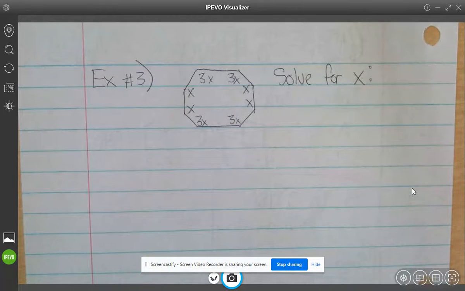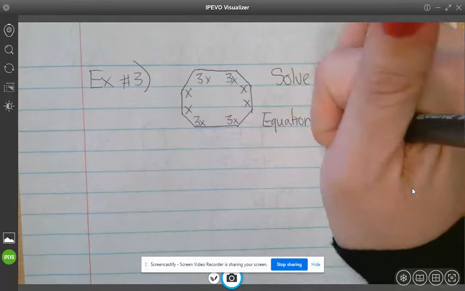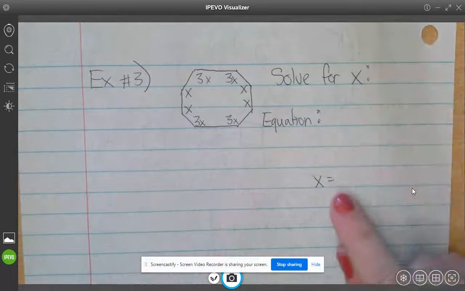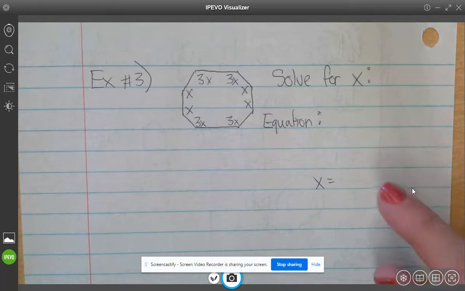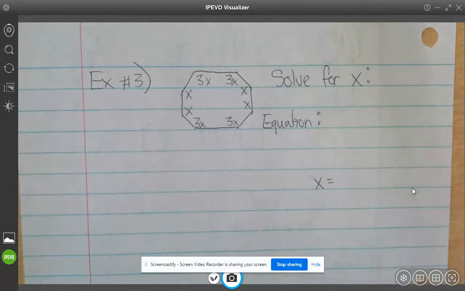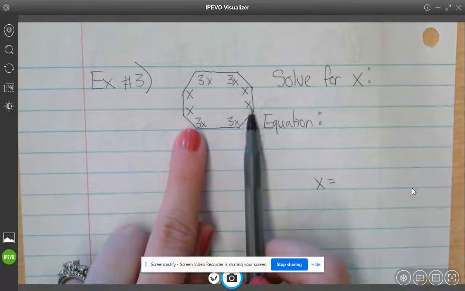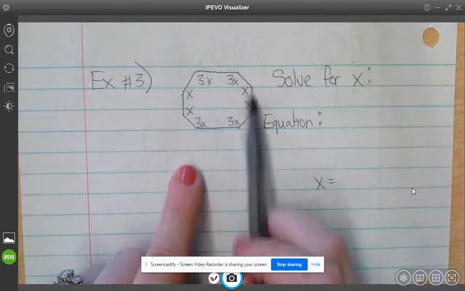Okay, on the Go Formative, it'll ask for an equation. So I'm just going to go ahead and set it up like this. You write your equation here, and then the next question asks for x equals. On your equation, you do not have to solve it in the problem. You're just telling me what equation you used, and then what you got for x. So you could write all of this out, 3x plus 3x plus x plus x plus 3x plus 3x plus x plus x. Or you can just simplify it.